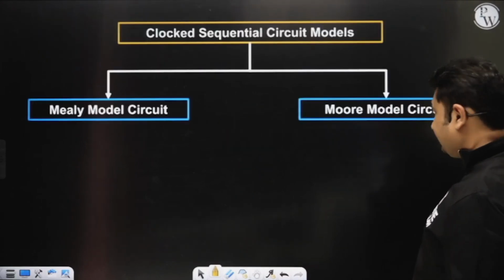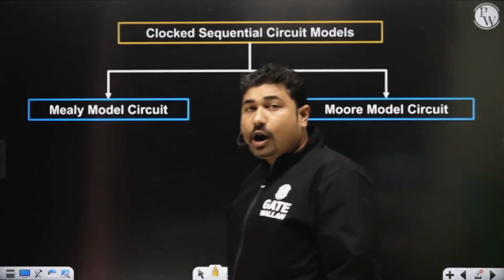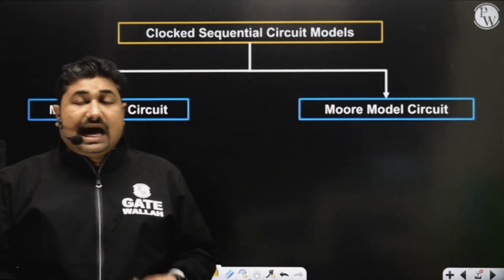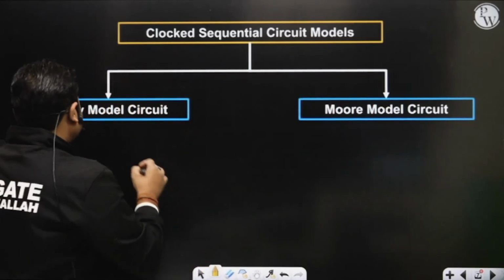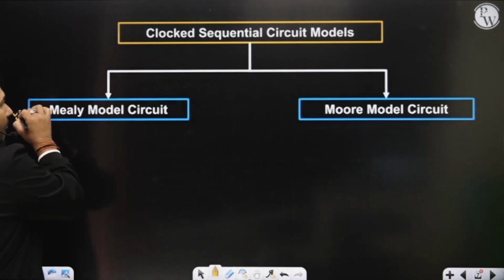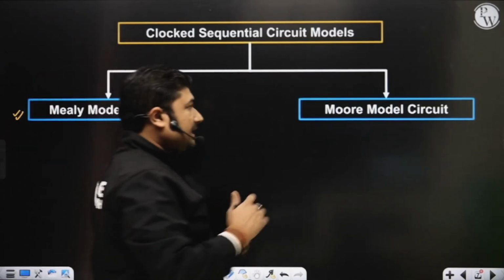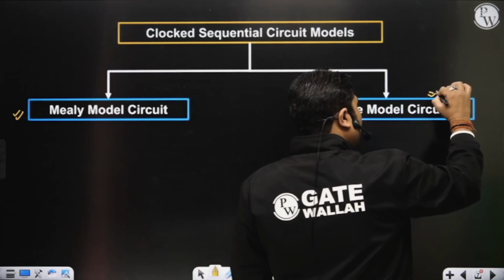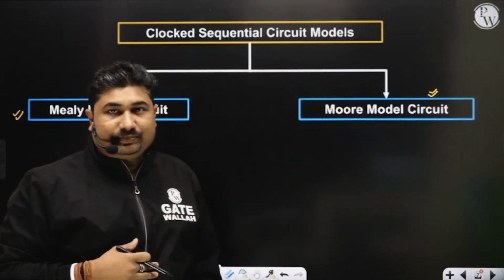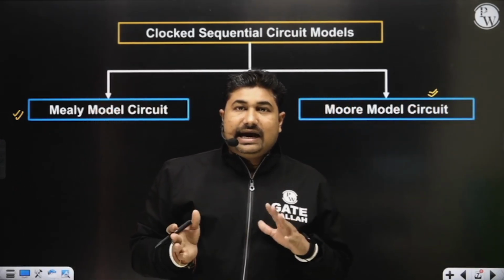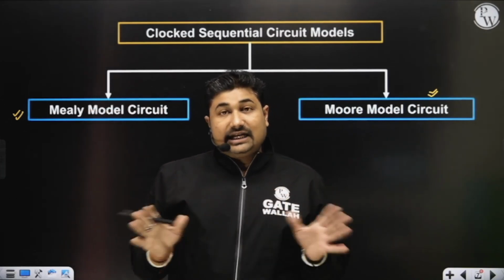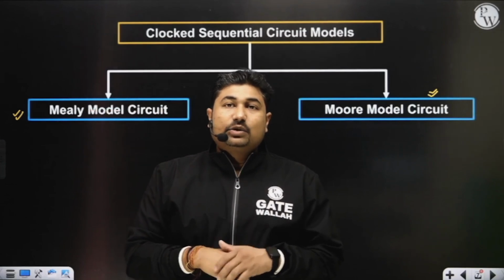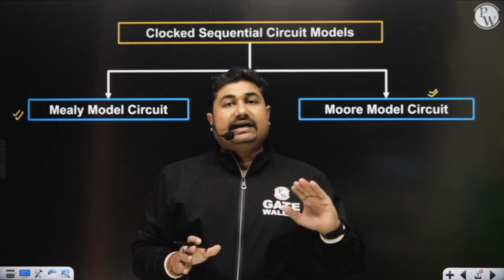Now please observe here. The clocked synchronous sequential circuits are generally divided into two categories. The first one is called the Mealy model circuit, and the second one is called the Moore model circuit. Both Mealy and Moore are by themselves sufficient to construct any desired finite state machine.